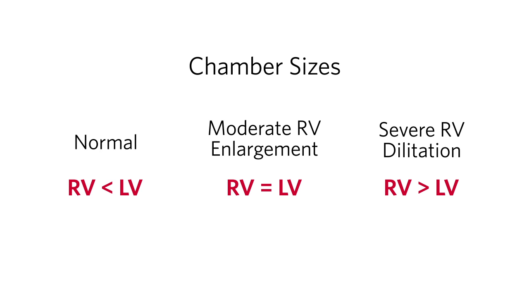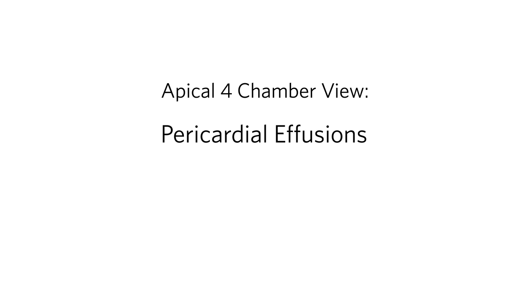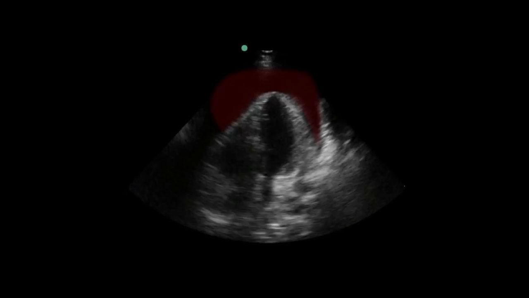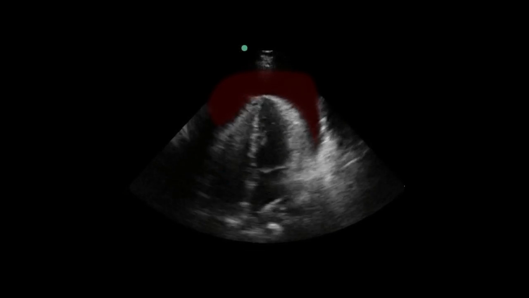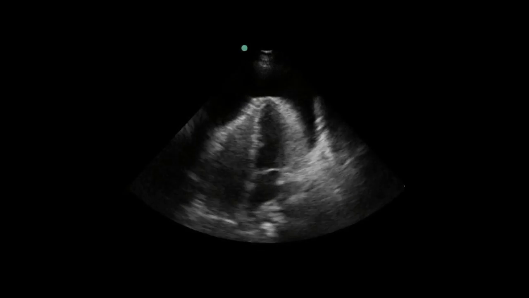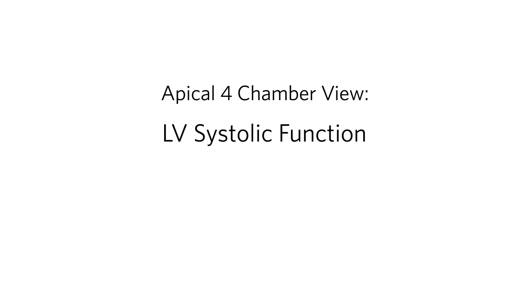The intraventricular septum may also bow into the RV, which is never a normal finding. Pericardial effusions can also be visualized from this view, as seen here. Although LV systolic function can be viewed in an apical four-chamber view, it should be used primarily as an adjunct with the other views.